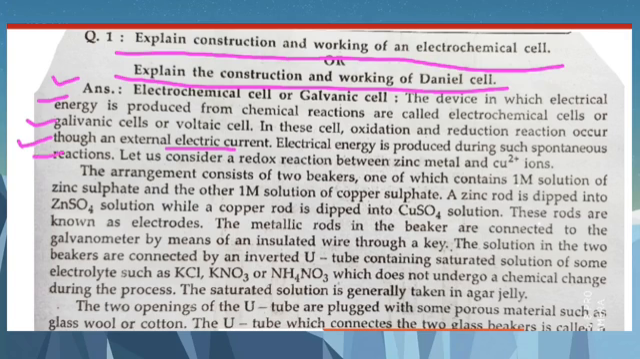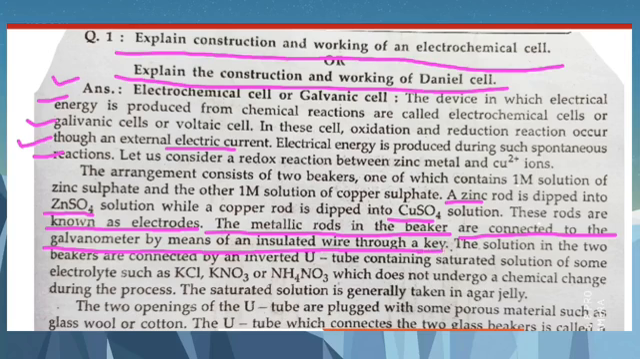Let us consider the redox reaction between zinc metal and copper 2 ions. The arrangement consists of two beakers, one of which contains a 1 molar solution of zinc sulfate and the other a 1 molar solution of copper sulfate. In the picture, you will see that a zinc rod is dipped into the ZnSO4 solution, while a copper rod is dipped into the copper sulfate solution. These rods are known as electrodes.